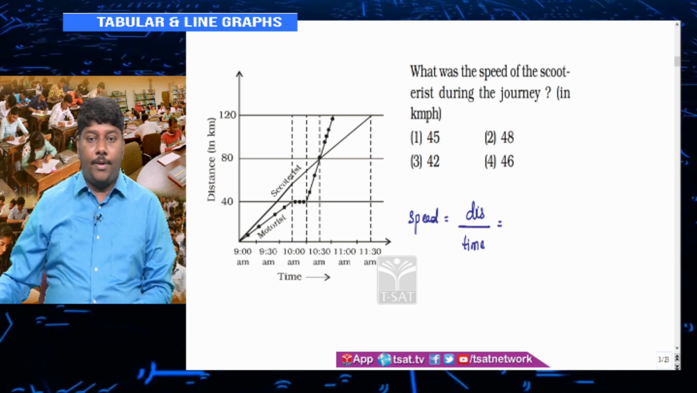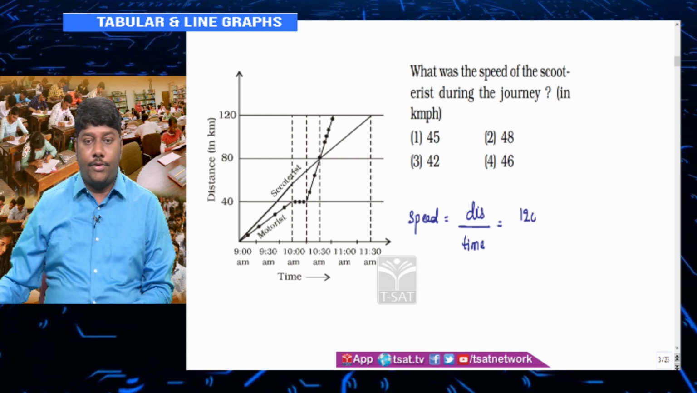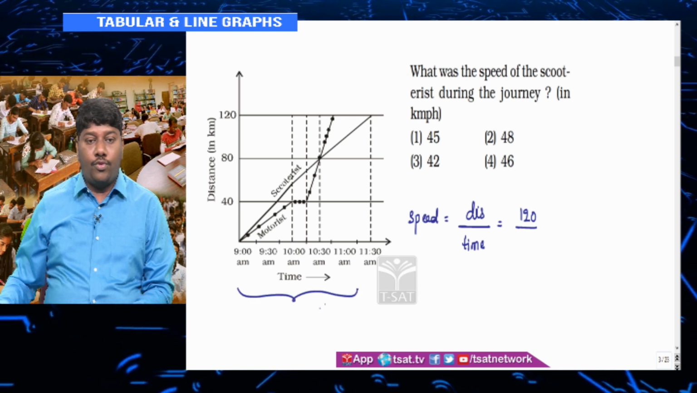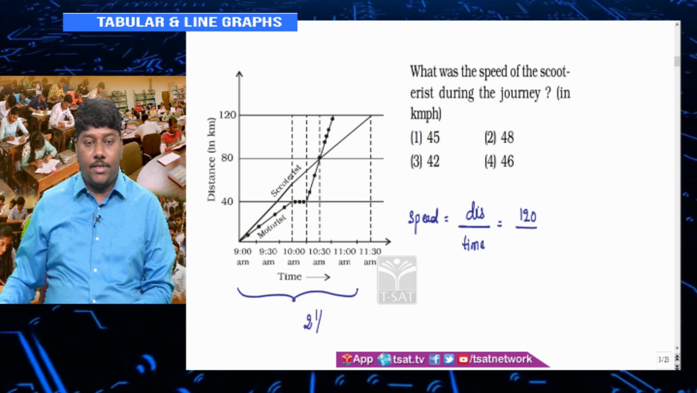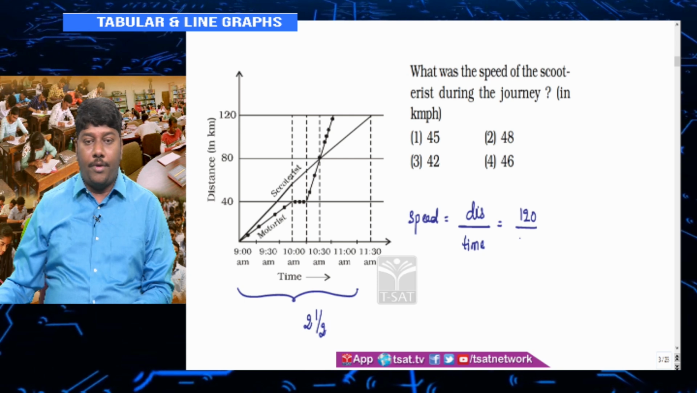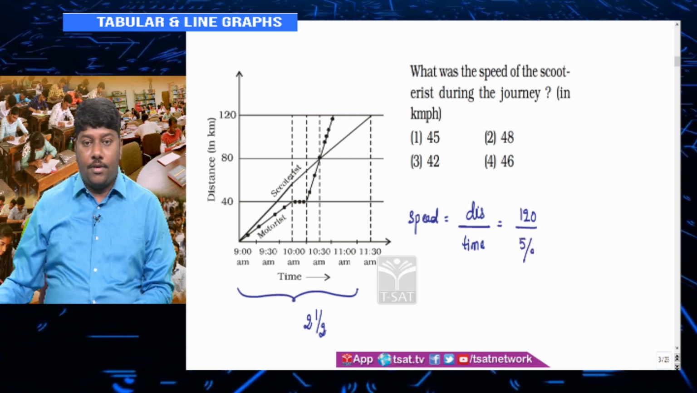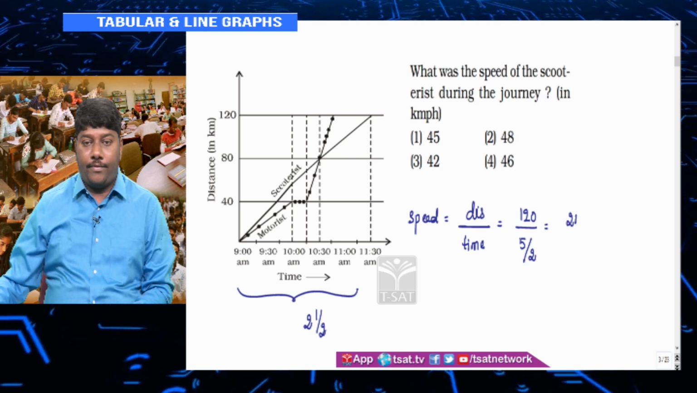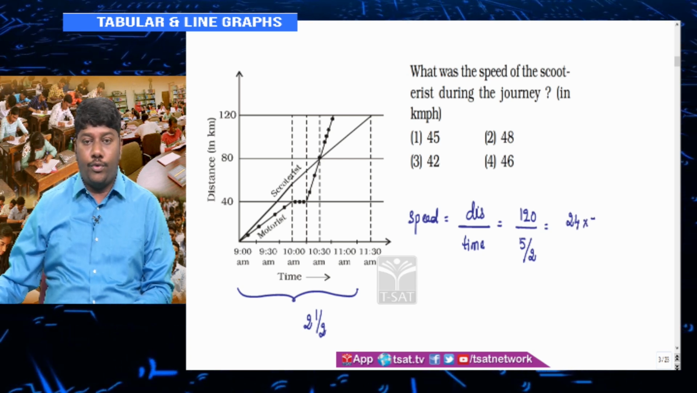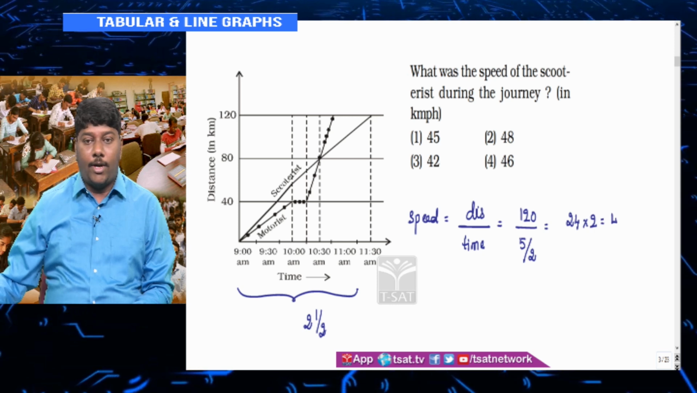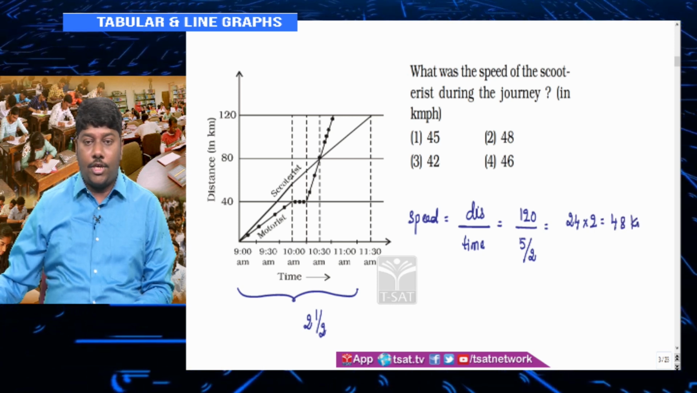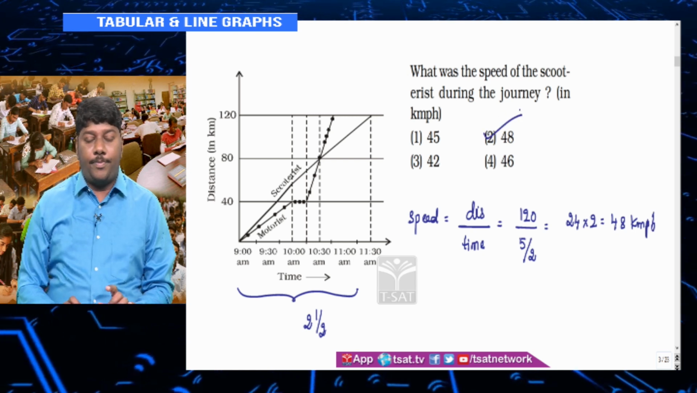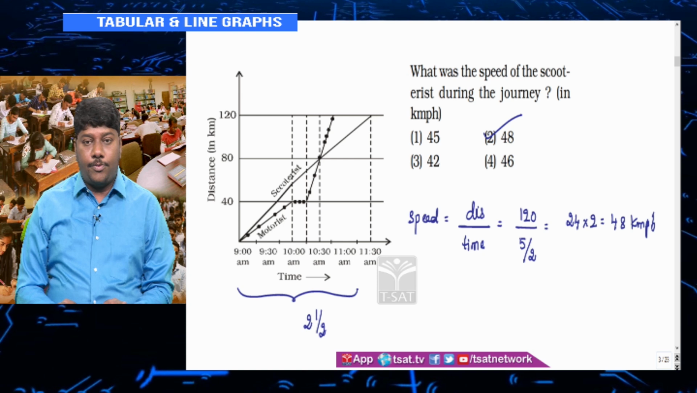The distance covered by both of them is 120, but he is asking particularly about the scooterist, so 120. And the scooterist took how much time? It's 2.5 hours. 2.5 means, I would say, 5 by 2 hours. In the numerator it is kilometers, in the denominator it is hours. So 24, 5 24s are 120 into 2. Therefore I would say 48 kmph, kilometers per hour. So 48 kilometers per hour is the speed.